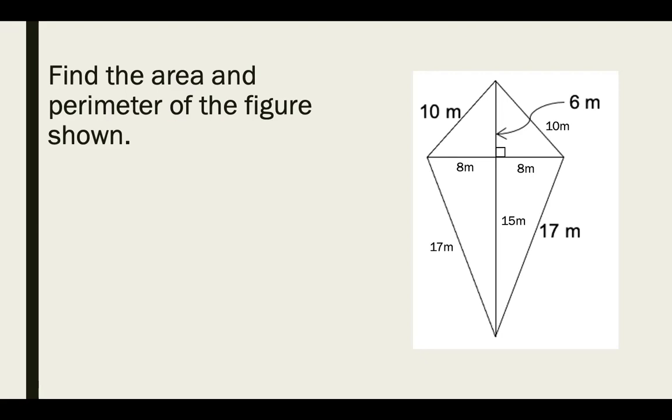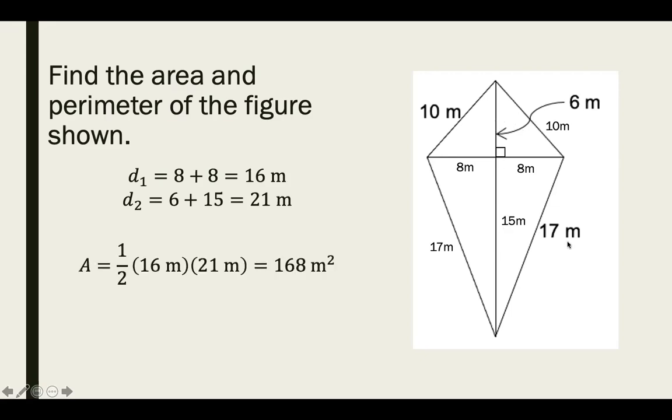So let's go back to that formula again. It's 1/2 diagonal 1 times diagonal 2. Well, diagonal 1 is 16, that's 8 plus 8. Diagonal 2 is 6 plus 15. So when we plug that into our formula, we end up getting 1/2 times 16 times 21, which is 168. And again, we have square meters because we have meters times meters.